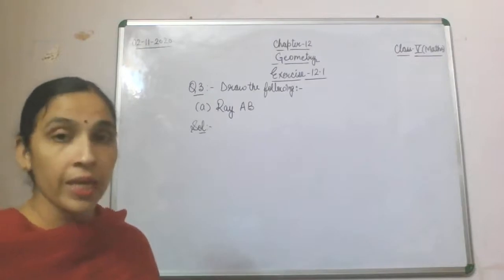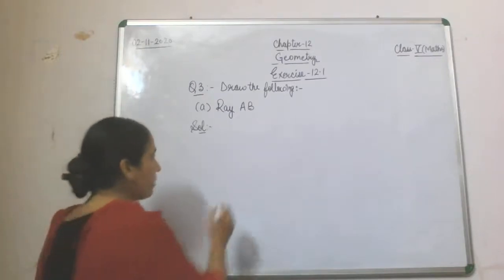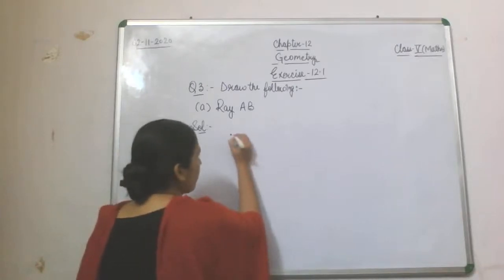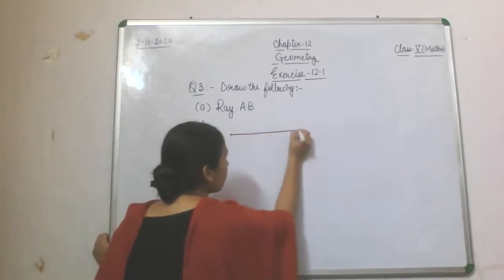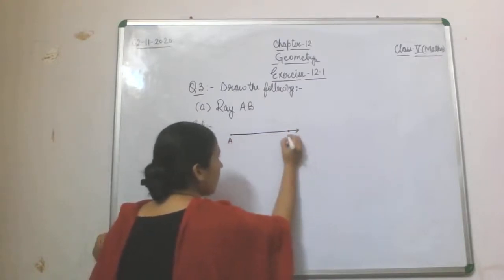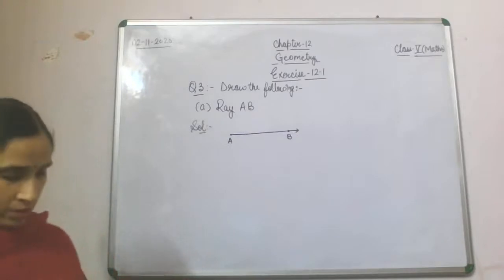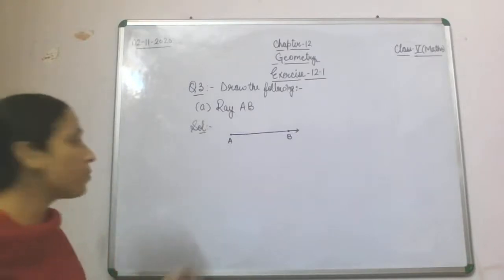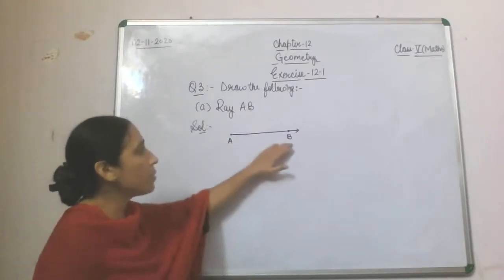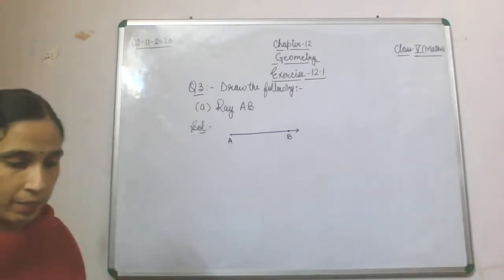Now, ray AB. What is that ray AB? Ray means it has one end point and from the other point it can be extended. So we have arrow on other end. So this will become ray. It has one end point and from the other point it can be extended. So that is ray AB.